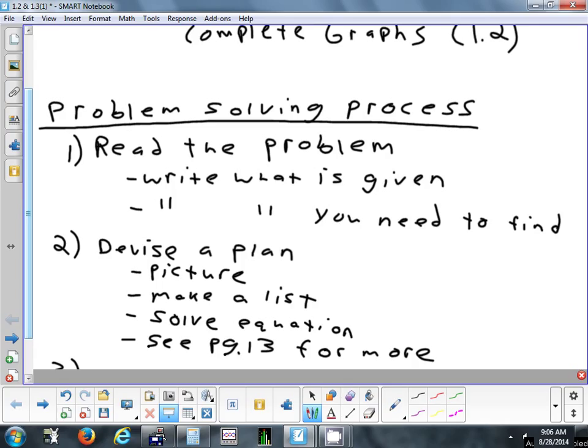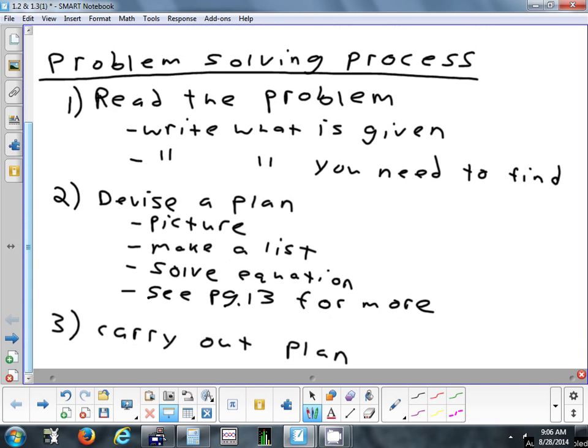Let's say I gave you the letters ABC, and I said, what are all the different ways you can write ABC? ABC, ACB, CBA, things like that. A list might be helpful because that's a pretty small number. Now, if I gave you 10 letters and said, tell me every way you can write them, a list is a little too time-consuming. But a list could be good for some things. Sometimes we're going to have to solve an equation. And page 13 has a bunch of other ways and suggestions for how you solve a problem.